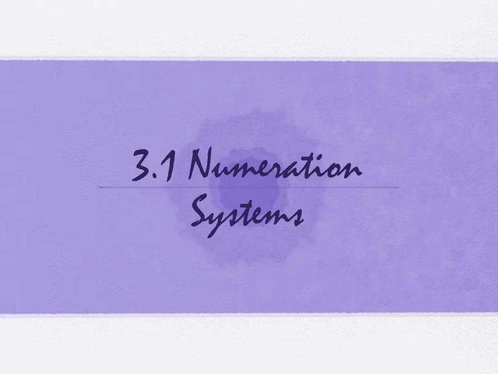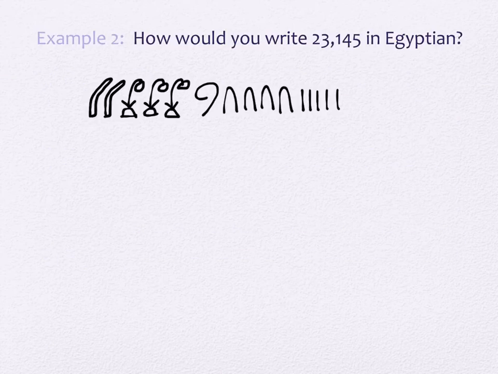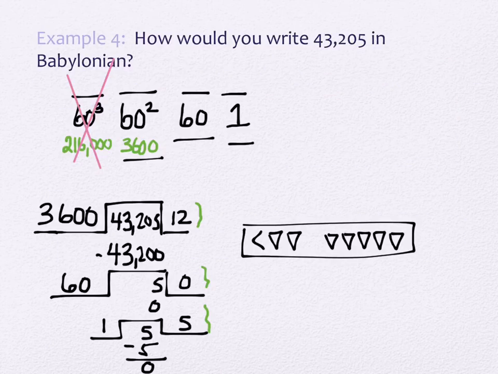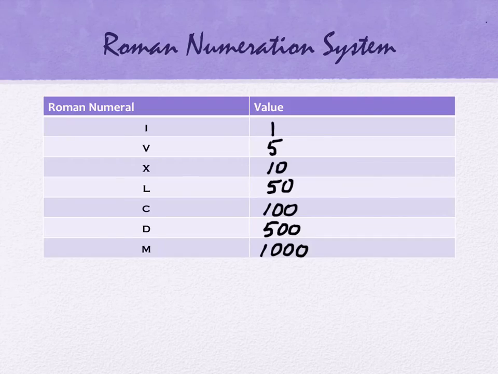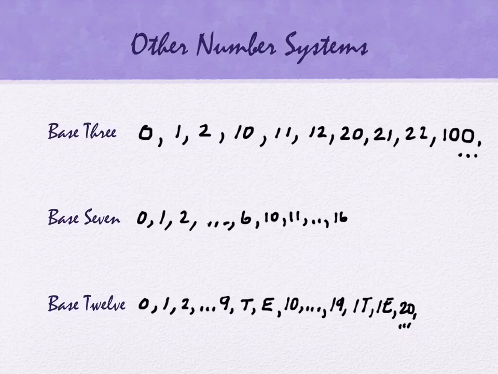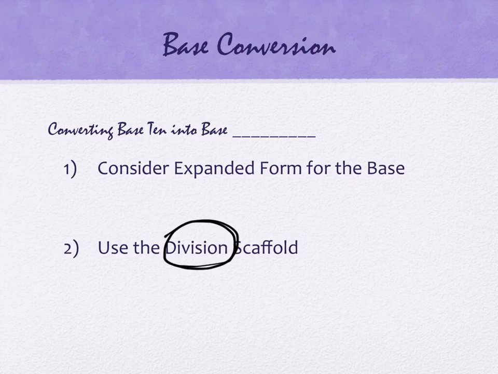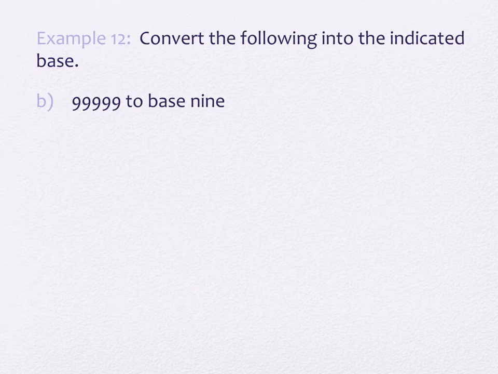All right, section 3.1, Numeration Systems. We had one more example to do in this section. We were in the process of converting our base 10 numbers into other bases. The example we are going to do is to take the number 99,999 and turn it into base 9. Okay?